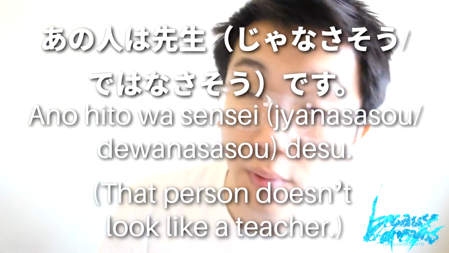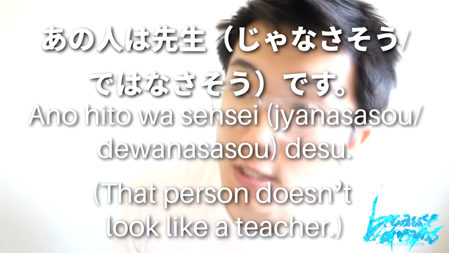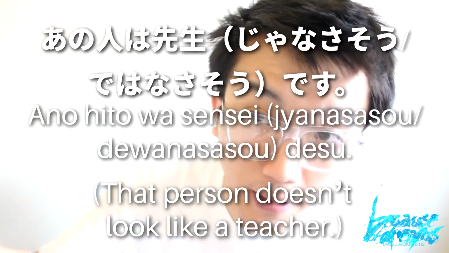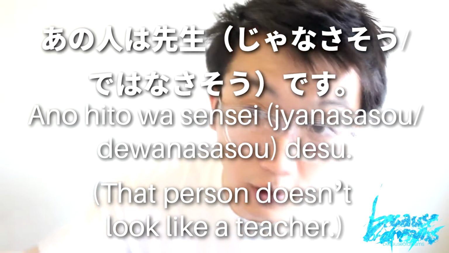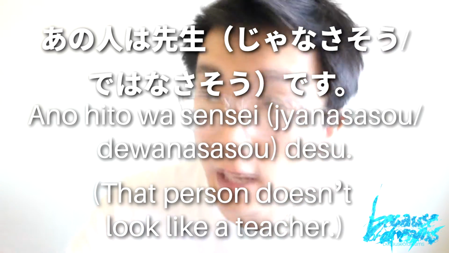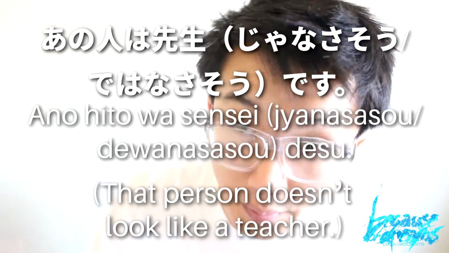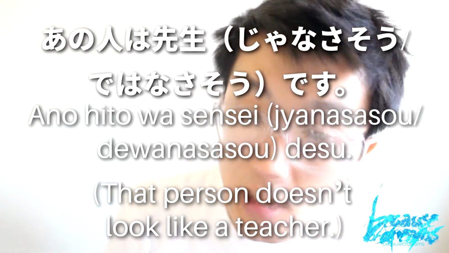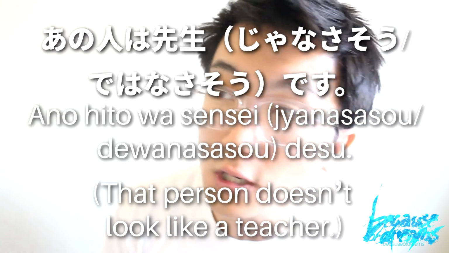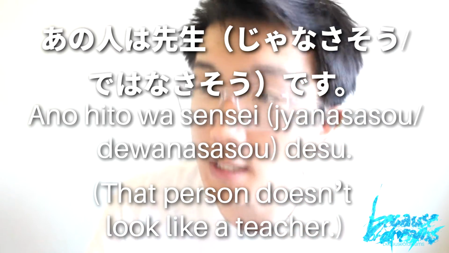So for our example sentence, we're going to keep it simple. We're just going to say simply, that person doesn't look like a teacher. So in Japanese, あの人は先生, pause, and now we choose one of our two options. じゃなさそう or ではなさそう, whichever one we want to choose. Let's just choose じゃなさそう. So あの人は先生じゃなさそう. And add the des after that if you want to be polite. So what does that translate to? It translates to it doesn't look like that person's a teacher, or it doesn't seem as if that person's a teacher. And yeah, that's basically the really easy translation.